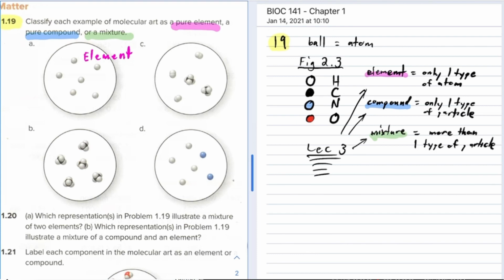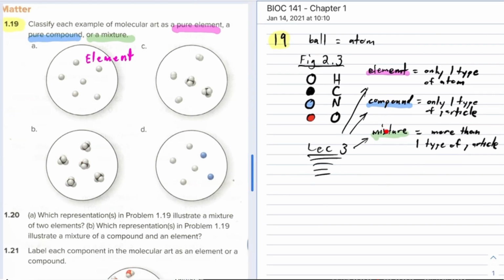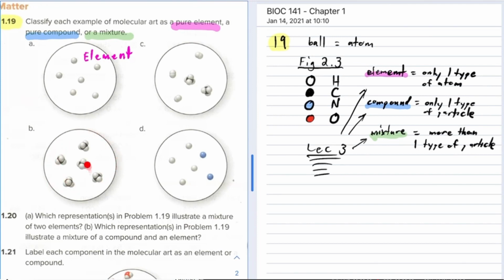Okay, elements have to have all the same color atoms, but I see white ones and black ones. So this one's either a compound or a mixture. Well, in a mixture, you see more than one type of particle. In a compound, you only see one type of particle. So this is definitely a compound because all of these particles are the same. All right, later on, we'll identify what these particles are.